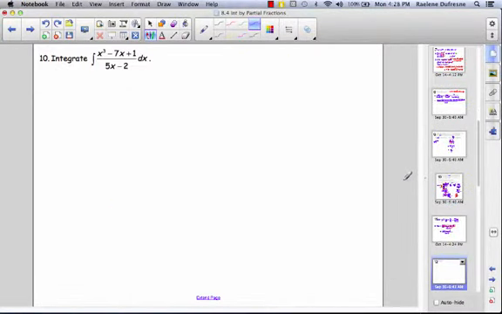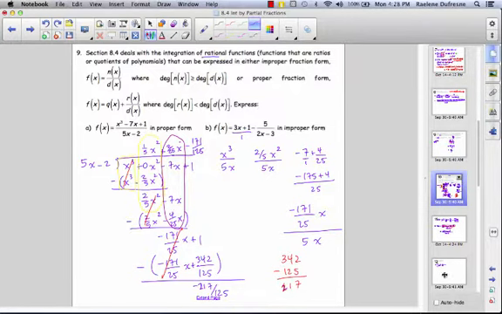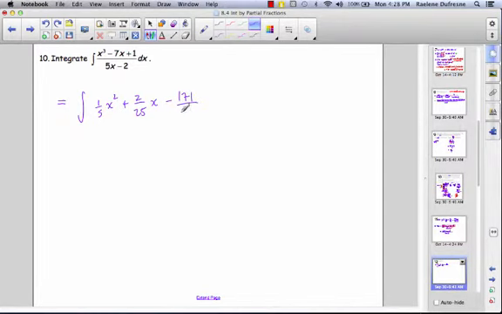Okay, now we're ready to do a little bit more calculus. In number 10 we have an improper fraction, and our process for dealing with integrals of improper fractions is always to put the fraction into proper form first. So this is the one we just did, and we can see that we're going to get the integral of 1/5 x squared plus 2 over 25x minus 171 over 125.